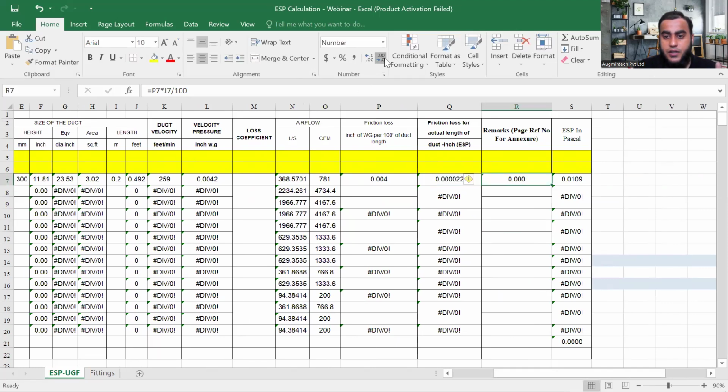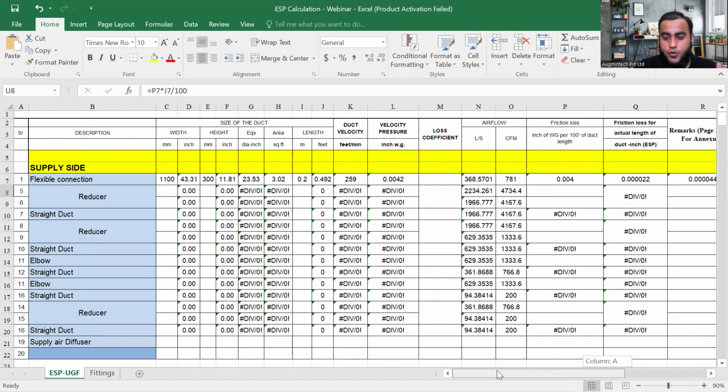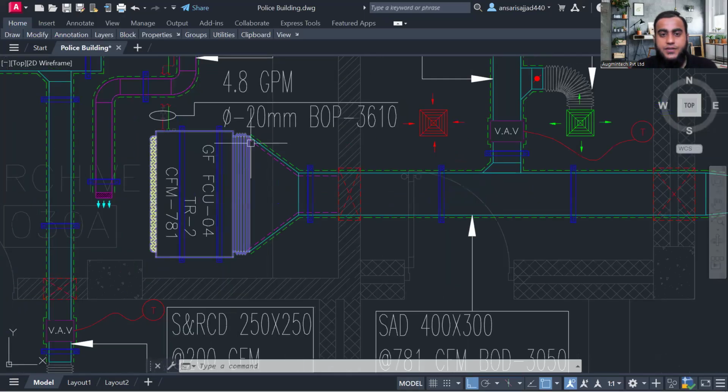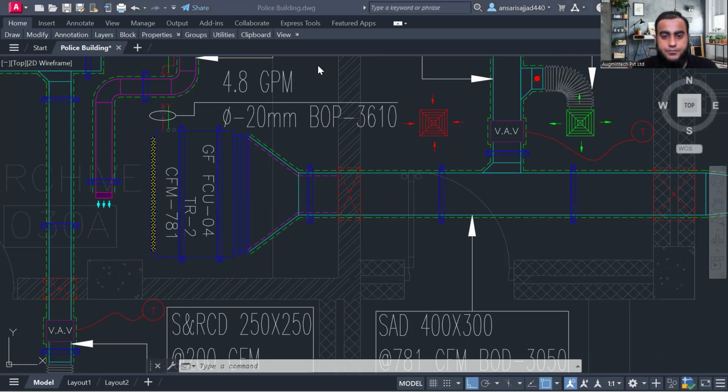Now just hit on that. How much have we got here? 0.00044 inch of water gauge. Okay, that much of losses. Is it clear, all of you? Tell me, please. The first point is clear here. Please give me an answer fast.